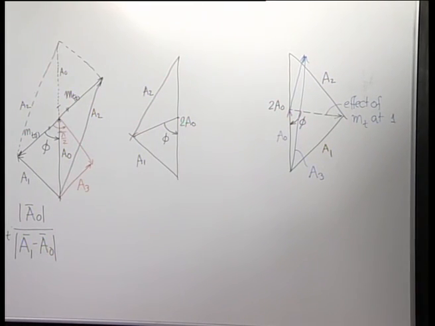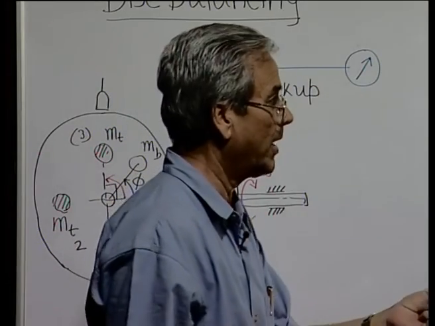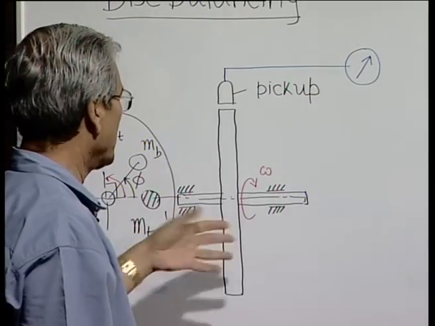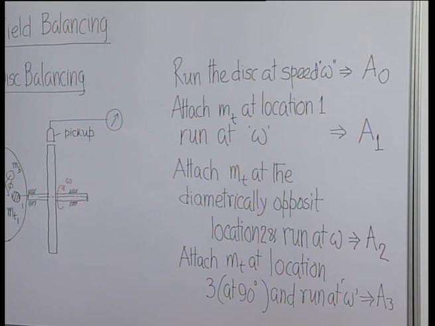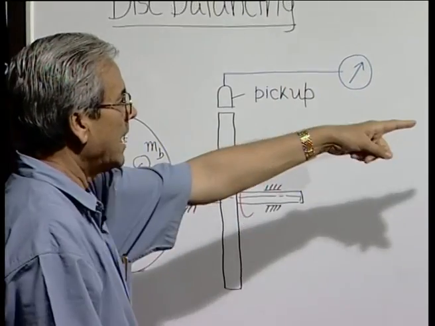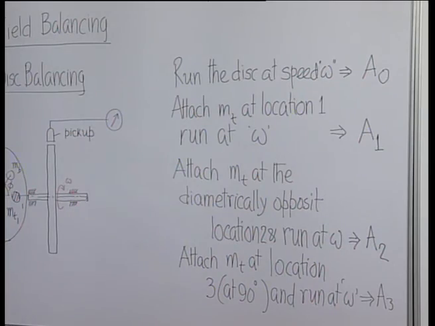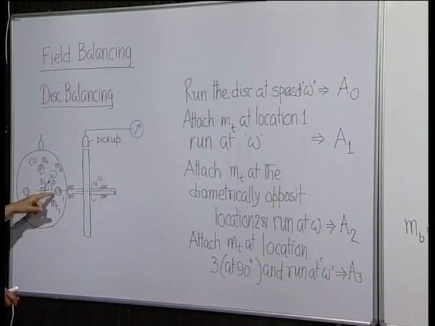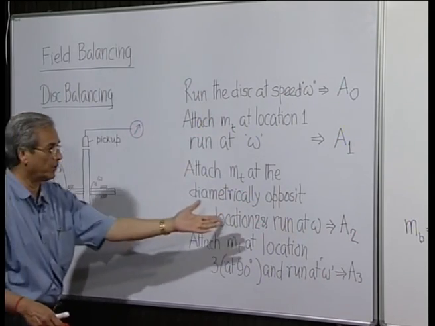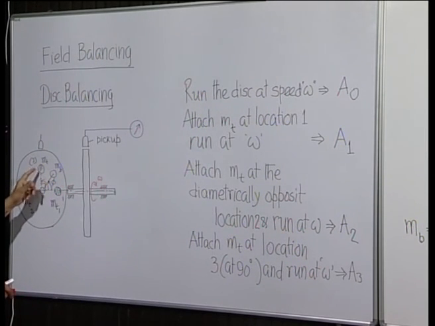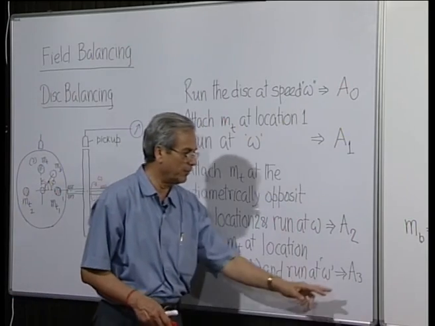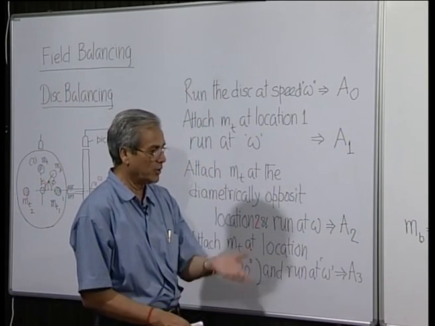You can see here that we do not need any sophisticated instrumentation, we only need a vibration pickup to give you the amplitude of vibration. Then run the system at some suitable speed, so that you get measurable vibration, and the amplitude is A0. Then at some suitable location you attach a trial mass MT and run at the same speed, get an amplitude of vibration A1. Then rotate it by 180 degrees, to the diametrically opposite position, run at speed omega, you get amplitude A2, and before that you can also rotate it by 90 degrees to a third location, run at the same speed omega, and get amplitude of vibration A3.